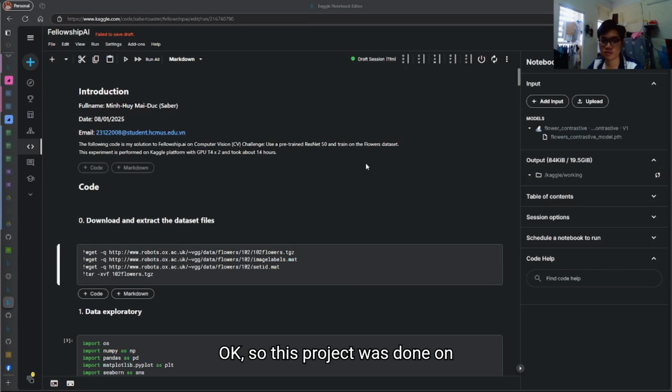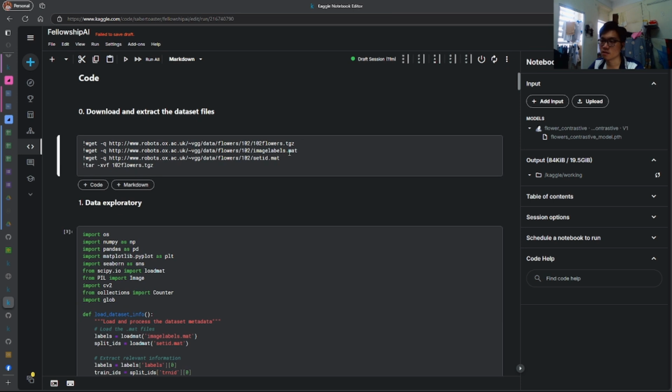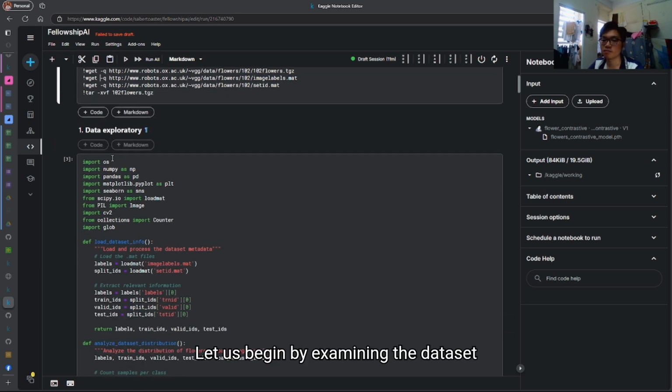Okay, so this project was done on Google's platform using a double T4 GPU accelerator. The first step, obviously, you have to download and extract the dataset file from here. Let us begin by examining the dataset characteristics and the challenges they presented.